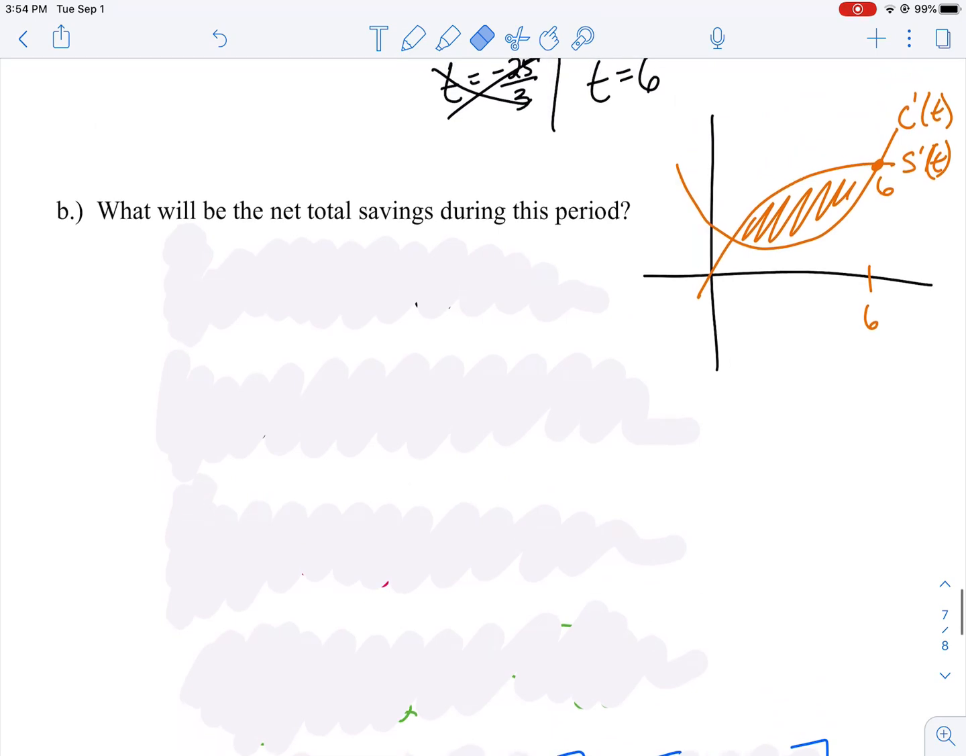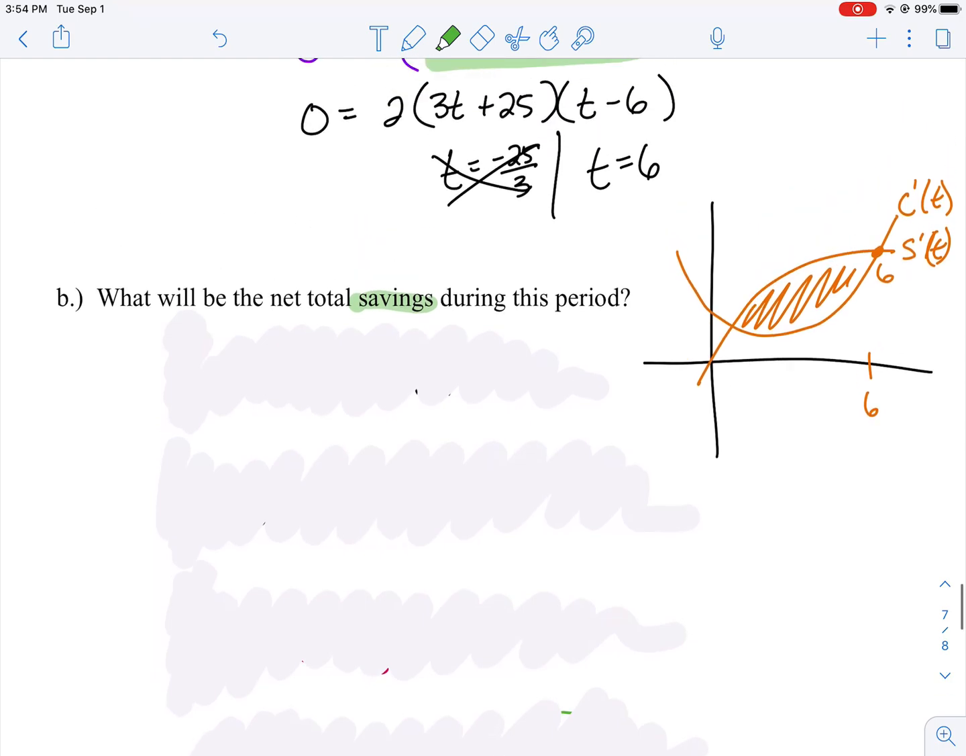Part B of this question says, what will the net total savings be during this period? So I want to know what my total savings is. I know the rate at which I'm saving, and I know the rate at which it's costing me money, but I don't have the actual savings. That's my original function. But if we know the derivative, the rate at which I'm saving and the rate at which it's costing me, I can integrate and find the antiderivative.